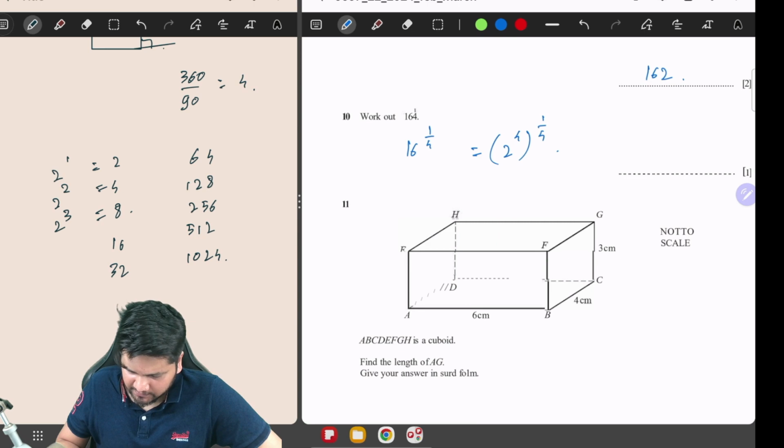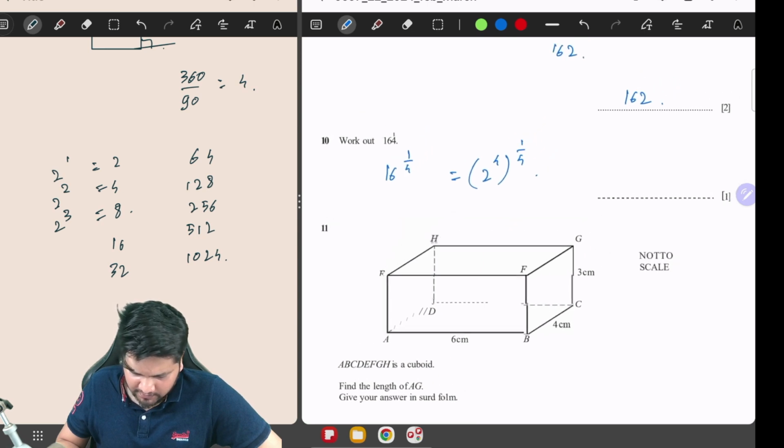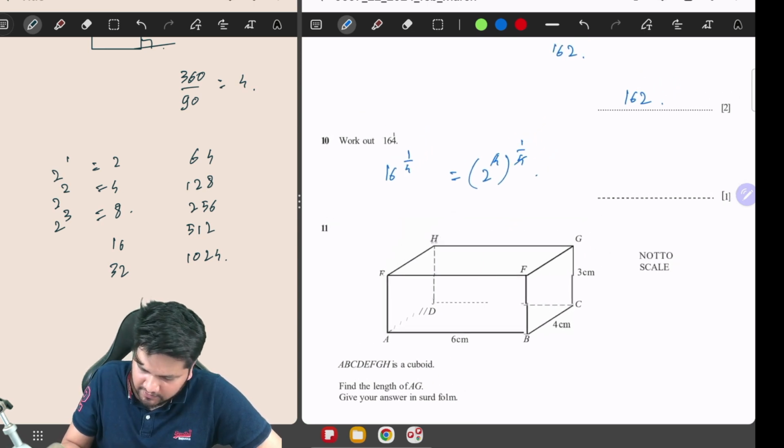Okay, anyways, what was the answer for this one? It's just 4 cancel, you get 2.